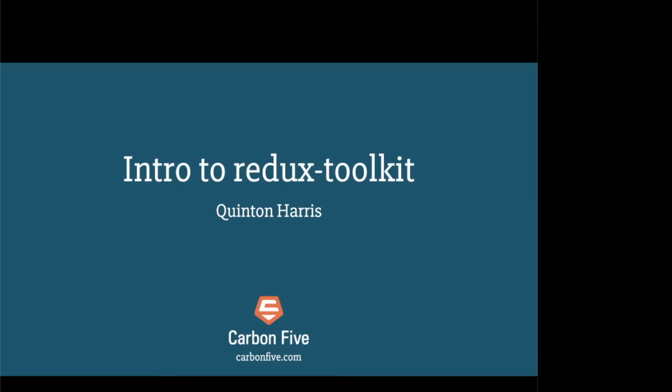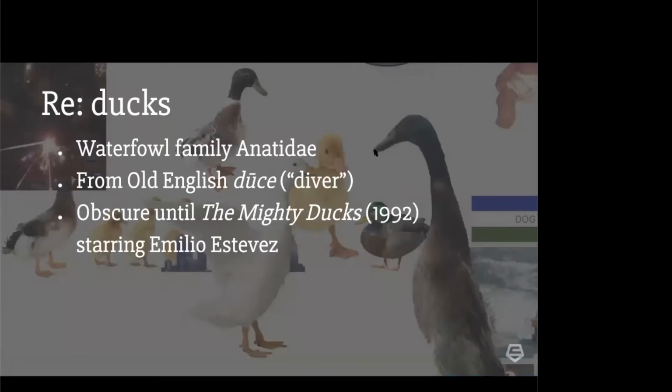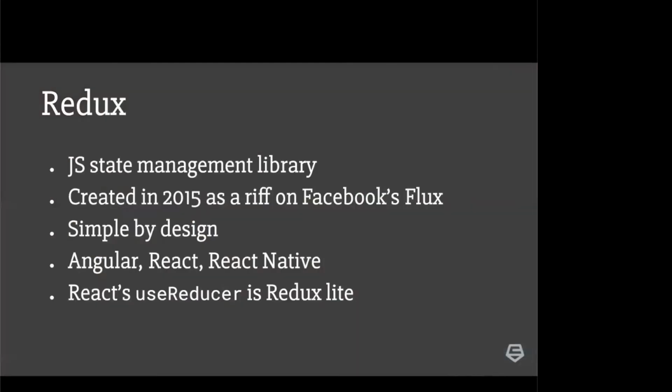So Redux. So the duck is a waterfowl of the family Anatidae. They share this with swans and geese. The etymology of it is from the Old English duke, diver, and it was a relatively obscure bird until the Mighty Ducks really put it on the map. Har har, just kidding.